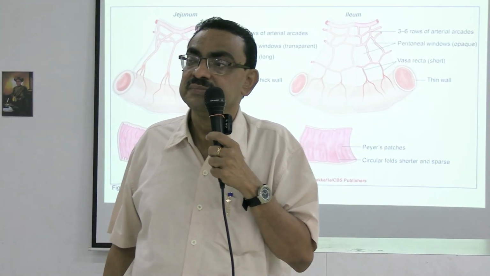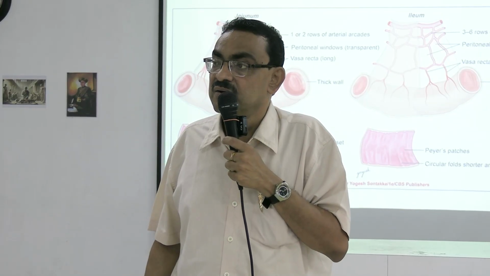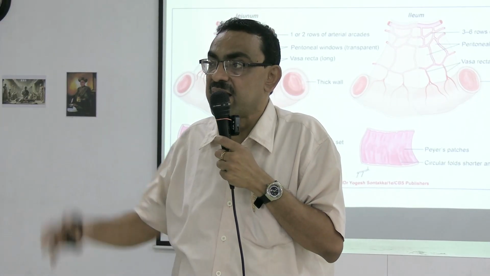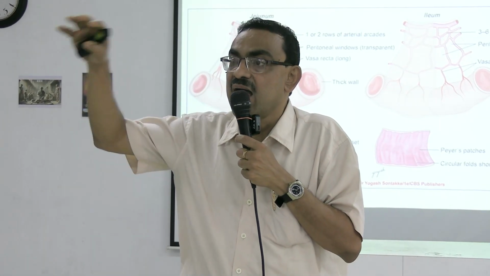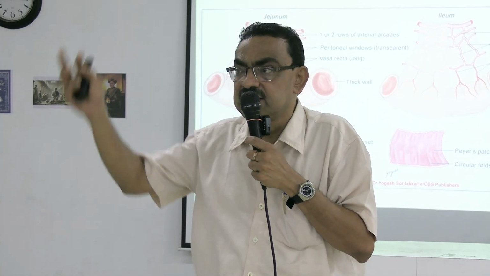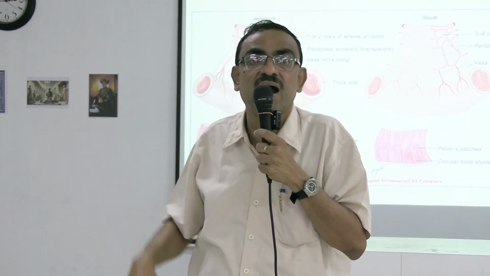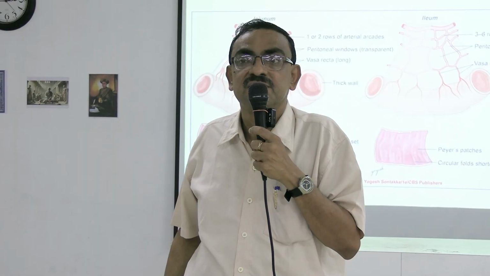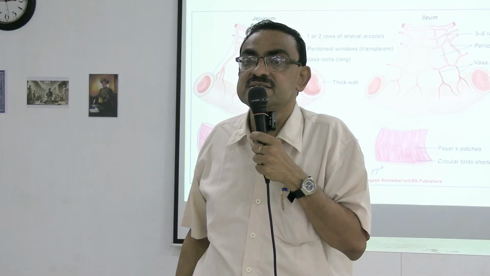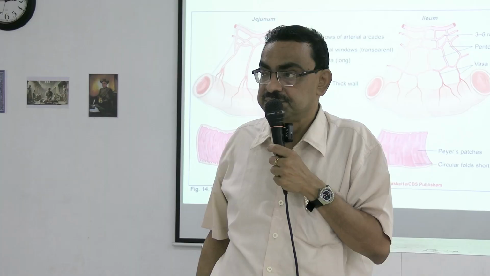Sympathetic is coming from T6 to T9 segments, through the thoracic splanchnic nerves, and ultimately through the celiac plexus, the superior mesenteric plexus, and the inferior mesenteric plexus, they supply the whole gut. And there is also a parasympathetic supply from the vagus nerve.